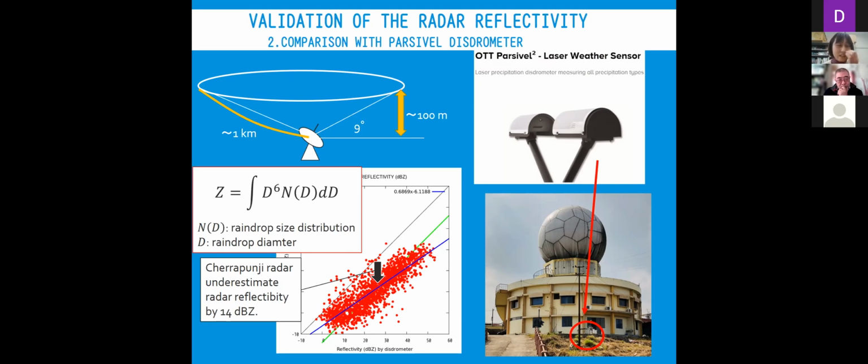I compared this disdrometer data with radar data around 1 kilometer distance from the radar. So maybe we can get data from the radar somewhat above the ground, and so we can compare them. My question, idea is okay.